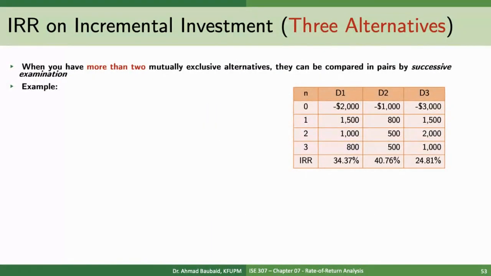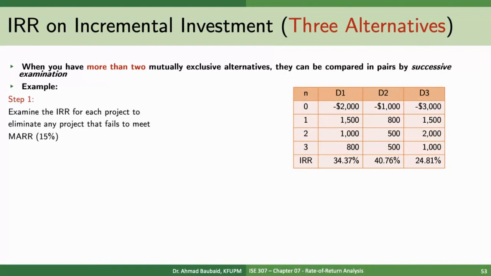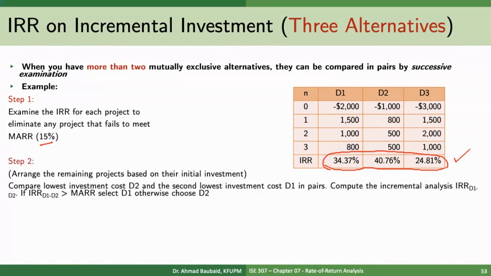Here's another case. What if you have 3 alternatives? Well, the way we do it is by successive examination. So you take them as pairs. And so here are the steps. First of all, again, you need to do the checking step. You look at these and make sure each of them individually is larger than the MAR value. So my MAR is 15%. All of these are larger, so the first check is complete.